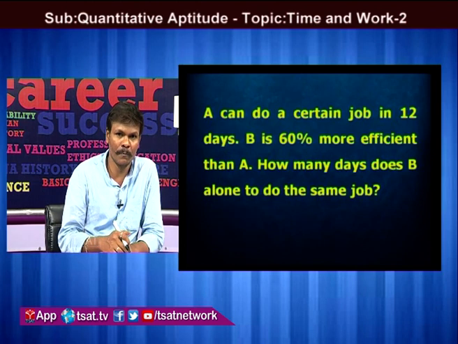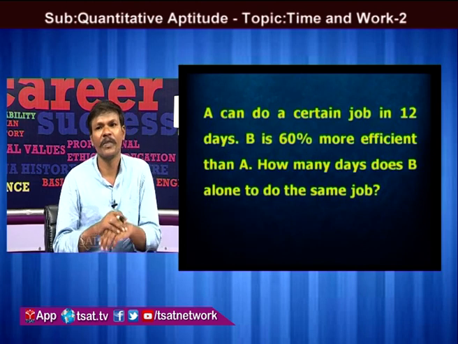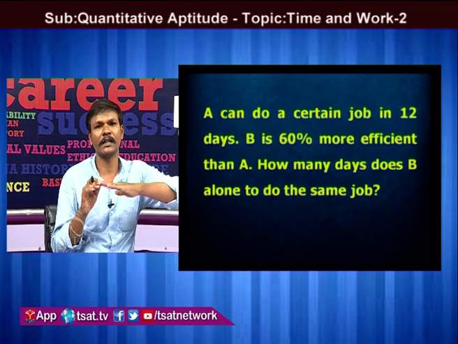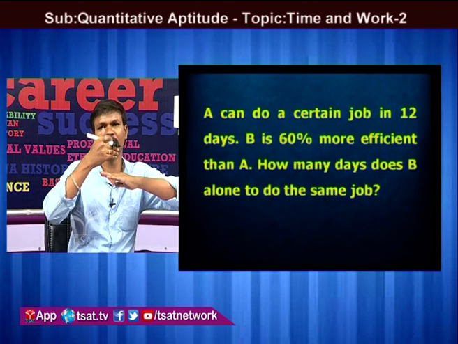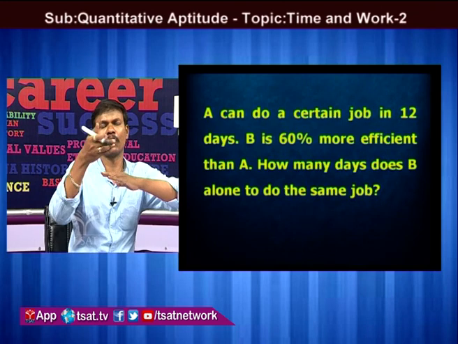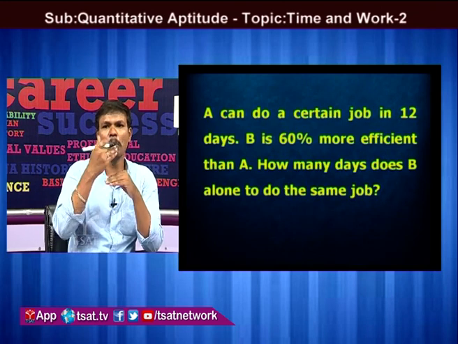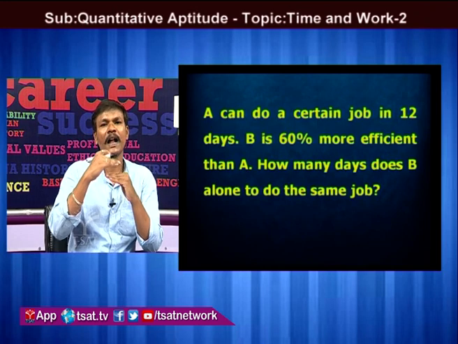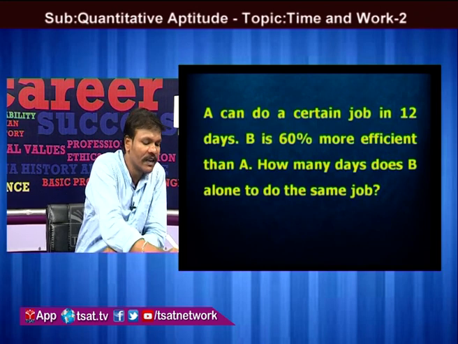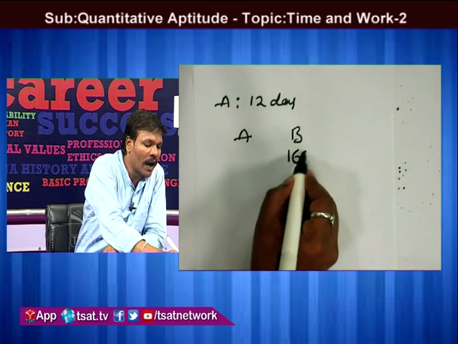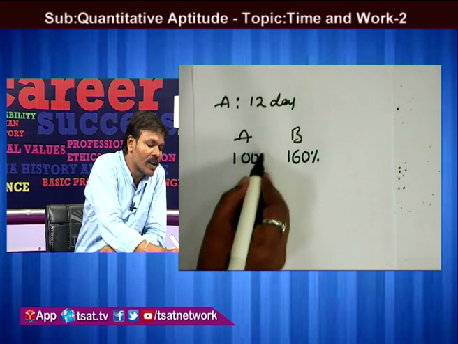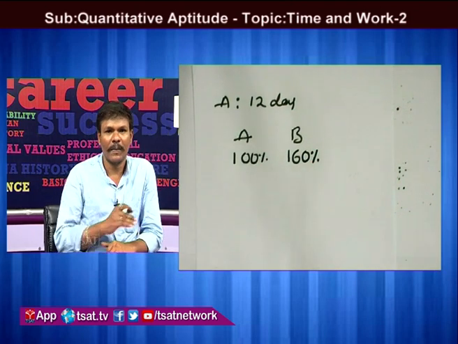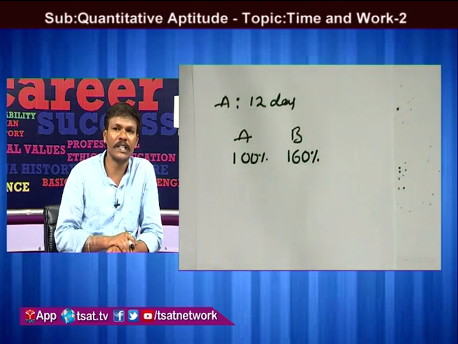In the percentage concept, any value is taken as 100%. If it is 60% more, it is more than 100. If it is 60% less, it is less than 100. B is 60% more, meaning above 100, that is 160. But what about A? A is the basis, 100%. Now the capacities are simply 100% and 160%.